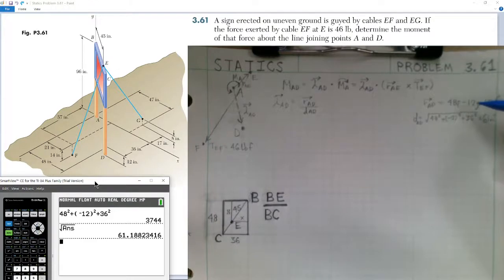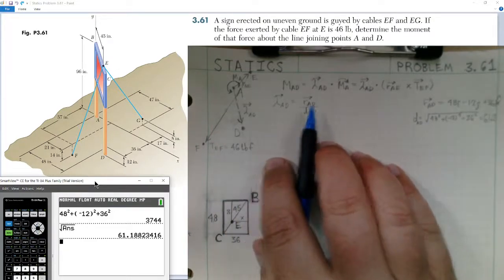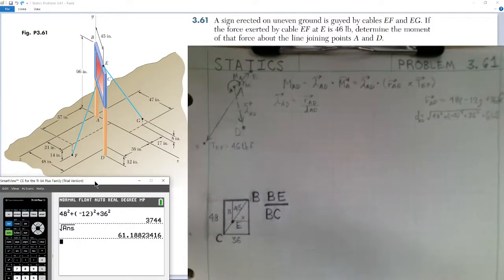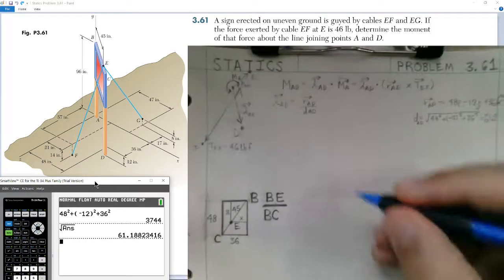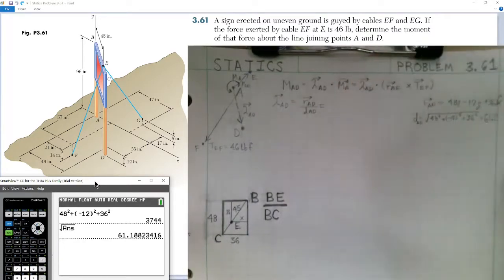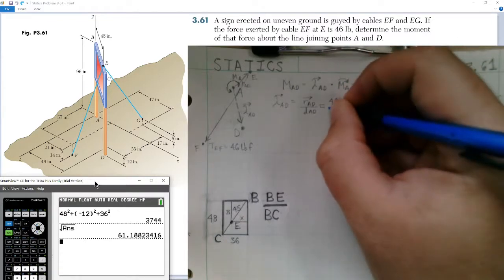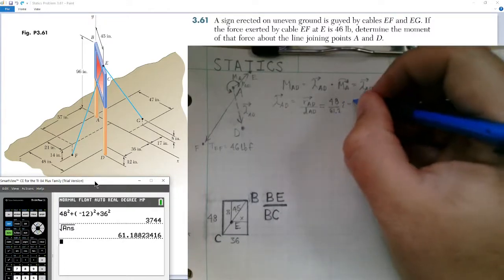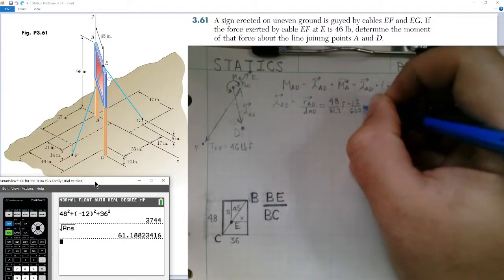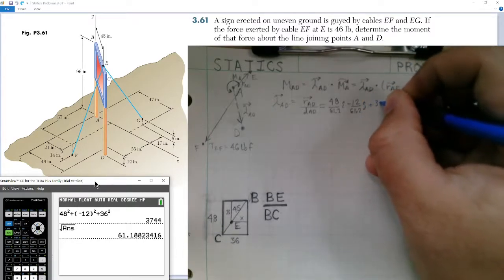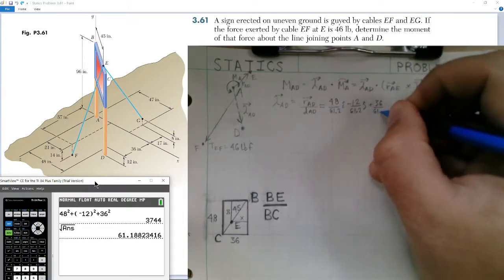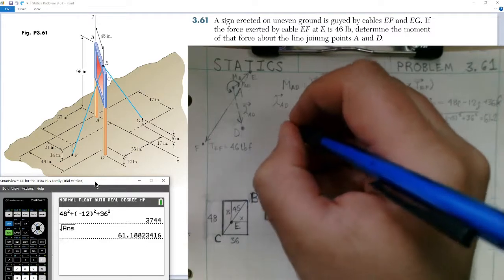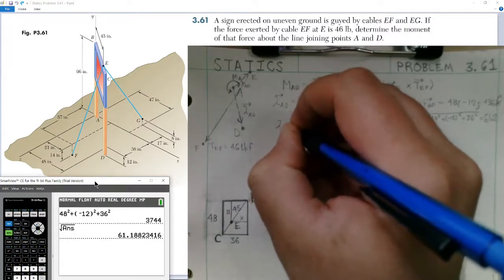So now we have our unit vector from A to D. We determine that by dividing each component of the position vector by the distance from A to D. So now when we divide this out, we have 48 over 61.2 i hat minus 12 over 61.2 j hat plus 36 over 61.2 in the k hat, in the Z axis direction. So when we divide all these values out, we'll figure out our unit vector from A to D.